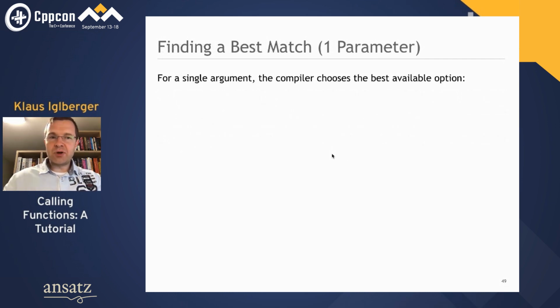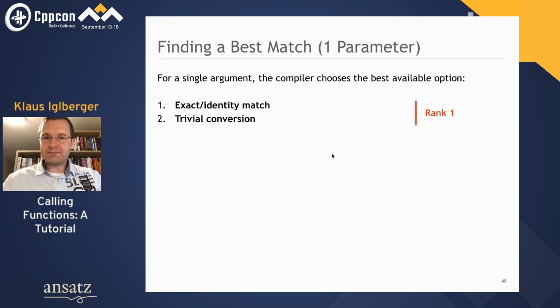In order to make this a little simpler, I am now just passing a single argument. I'll tell you afterwards how we deal with several parameters, but for understanding the thing, a single parameter is probably good enough. So the first thing I do is I actually rank things. The best thing that can happen to me is an exact or identity match. The second best thing that could happen is that I just have to add a const or something trivial. These kinds of trivial conversion are also absolutely fine. These two things are ranked as 1.